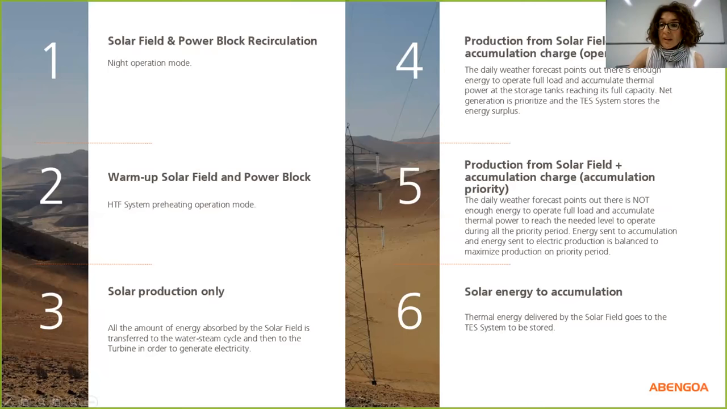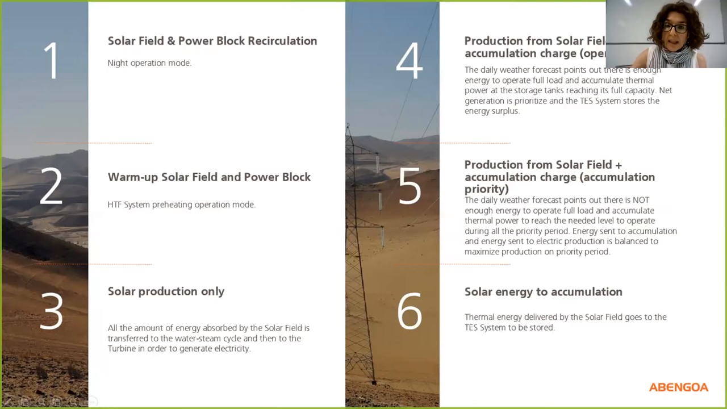We have also, in the fifth mode, an operation with production from solar field and accumulation charge. But now, the weather forecast points out there is not enough energy to operate full load and accumulate thermal power. In that case, the energy sent to accumulation and energy sent to electric production is balanced to maximize production on a priority period.